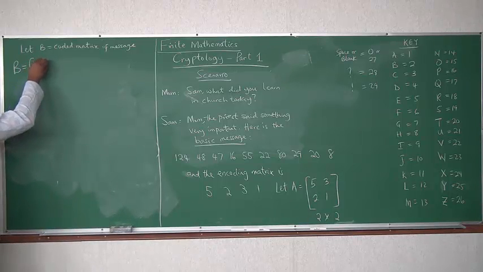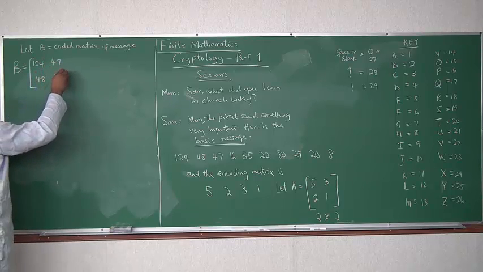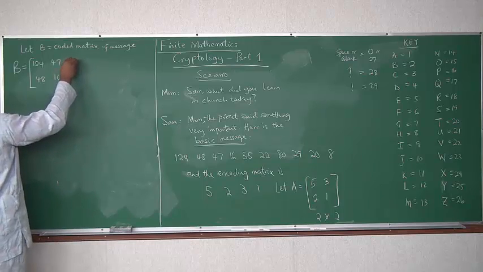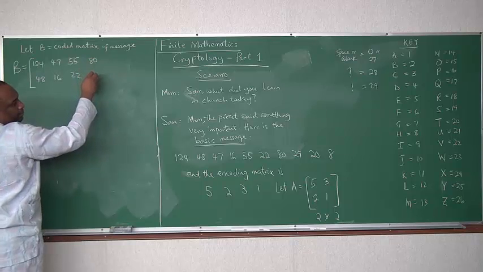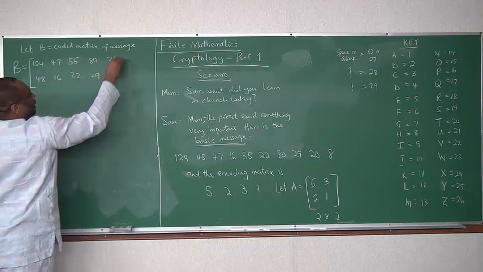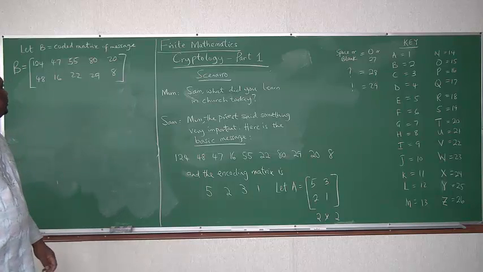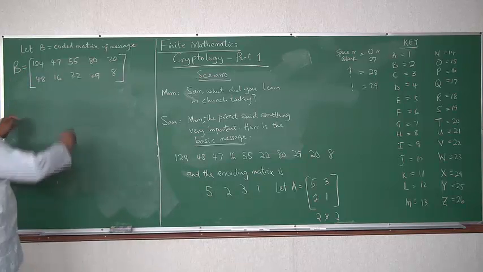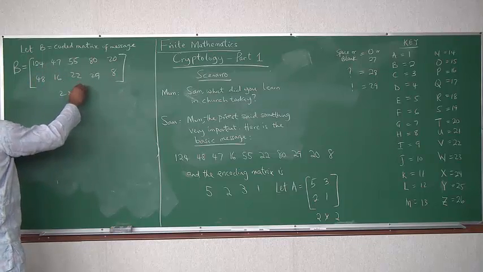So B, this is 2 by 2, you arrange it. This is 1, 2, 4, 48, 47, 16, 55, 22, 80, 29, 28. This is your coded message. So it's a what? 2 by what? 2 by 1, 2, 3, 4, 5. 2 by 5 matrix.